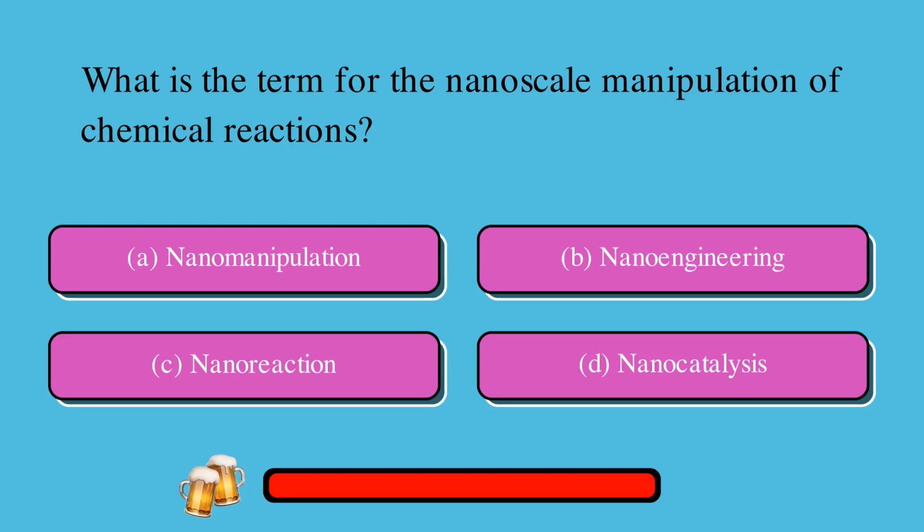What is the term for the nanoscale manipulation of chemical reactions? Is it A. Nanomanipulation, or B. Nanoengineering, or C. Nanoreaction, or D. Nanocatalysis? The correct answer is D. Nanocatalysis.